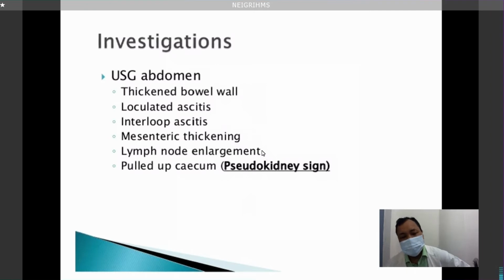So in the ultrasound, you may be able to appreciate the thickened bowel wall, or there can be some collection, especially ascites, and then the mesentery also may be thickened, or the lymph node may be enlarged, and you can even go for FNAC from those enlarged nodes. And the cecum usually is pulled out because of fibrosis, which sometimes may be felt as a kidney. Okay, so that's why it's known as pseudokidney sign.